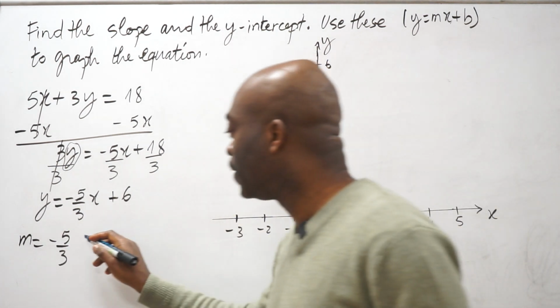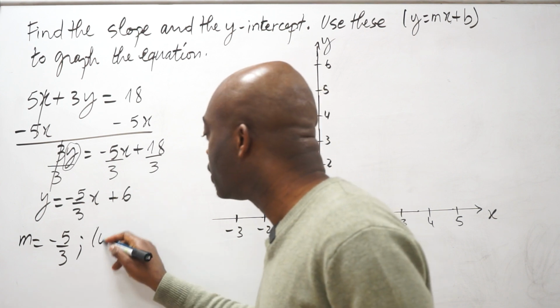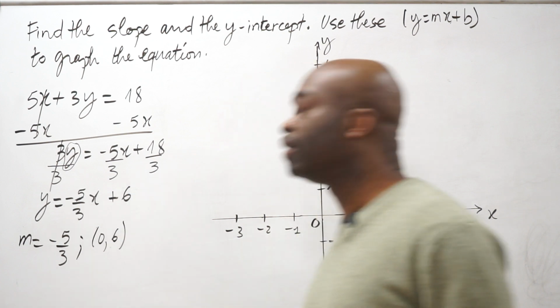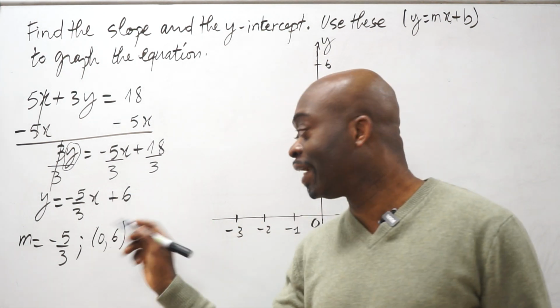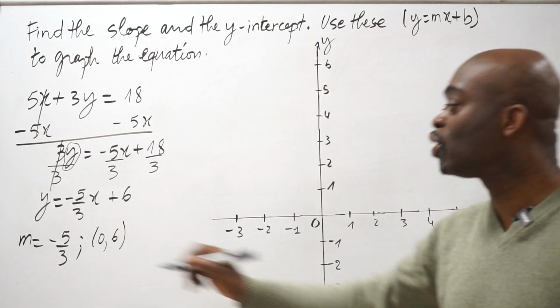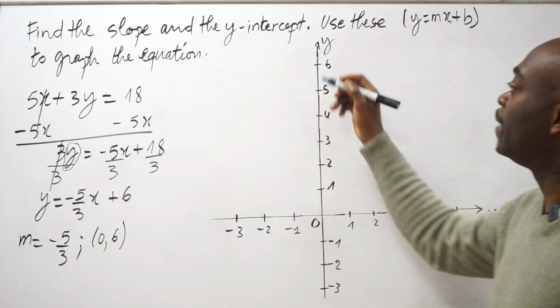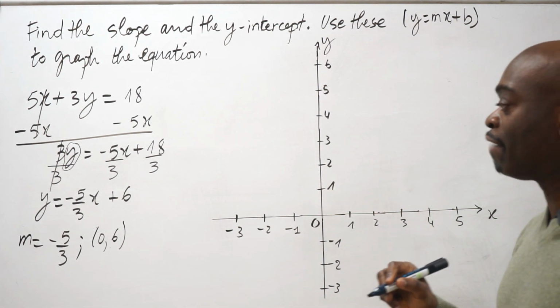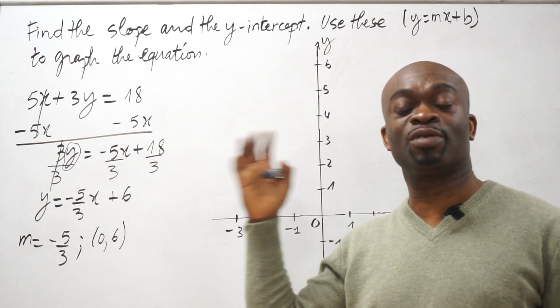Negative 5 over 3, that's the m. And then the y-intercept, which is usually 0 as x and then 6 as the number there. So it's (0, 6). It's usually 0 and then the number associated with it. So this is the slope and this is the y-intercept. All right? Now, the next move is to be able to do what? To graph it. So to graph it, we need what? Points. To graph any linear equation like this, we need points.